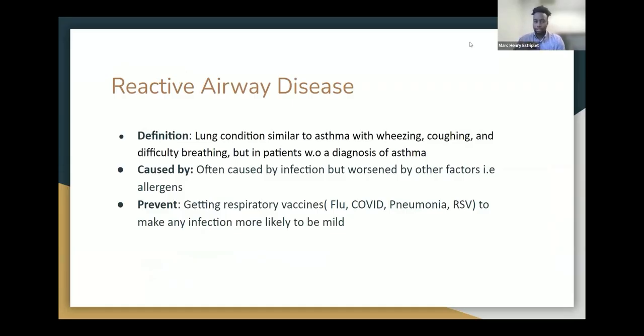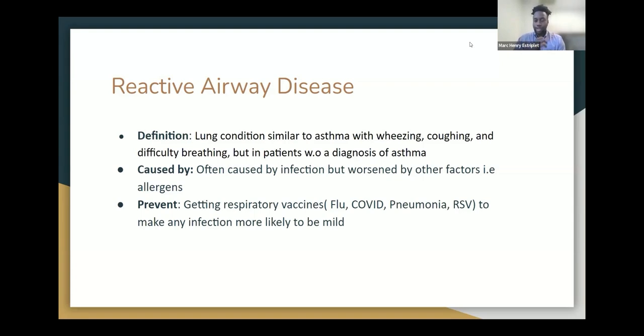Another connected condition is called reactive airway disease. It's a lung condition very similar to asthma with the wheezing, cough, shortness of breath, but is often in patients who don't have a diagnosis of asthma. What brings it on is an infection. And then when individuals have that, having other factors on top of it, like an allergen or having allergies, can make your reactive airway worse.